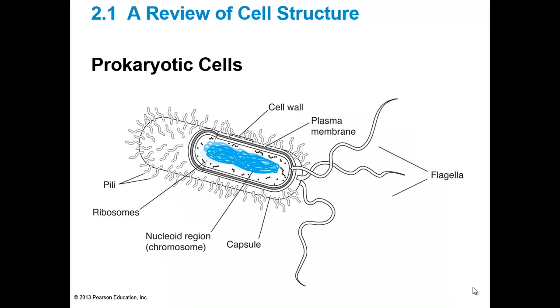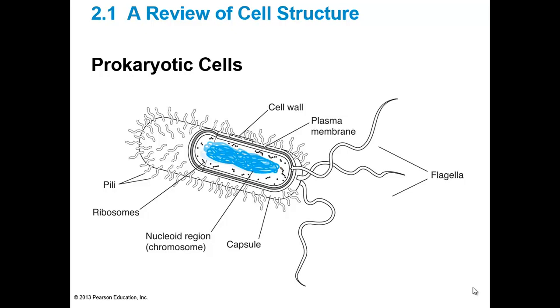Here's a prototype of a prokaryotic cell. You see the nucleoid region, that's where the chromosome is. And inside the cytoplasm, which is inside the plasma membrane, you have ribosomes. Ribosomes are molecules, they're not organelles. I don't want to insult your intelligence, but it's good to review that.